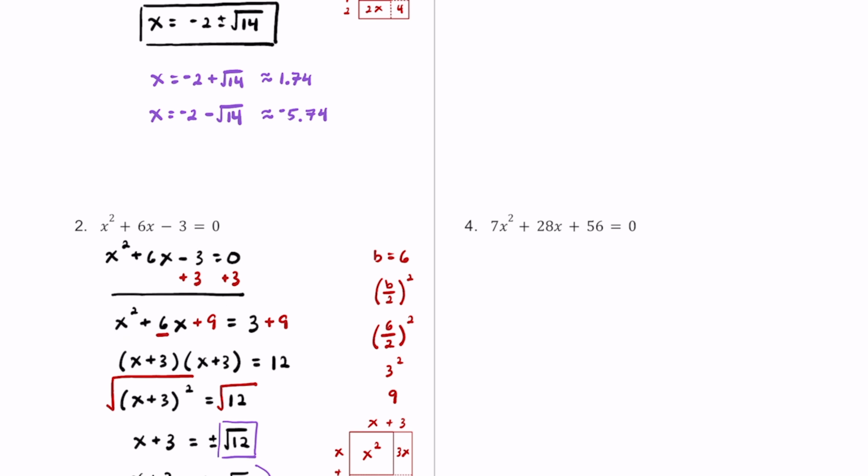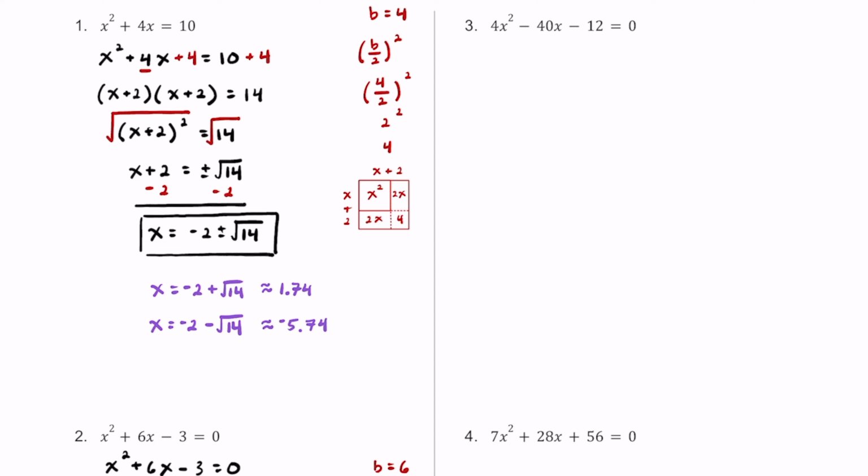All right, let's check out number 3. For number 3, we have the equation 4x squared minus 40x minus 12 is equal to 0.